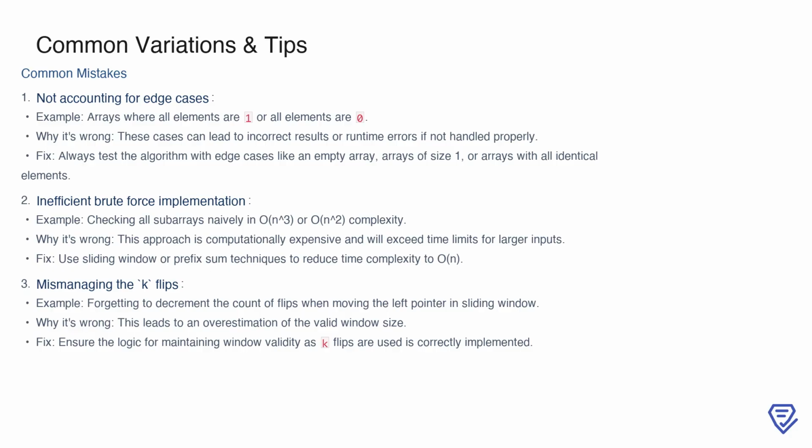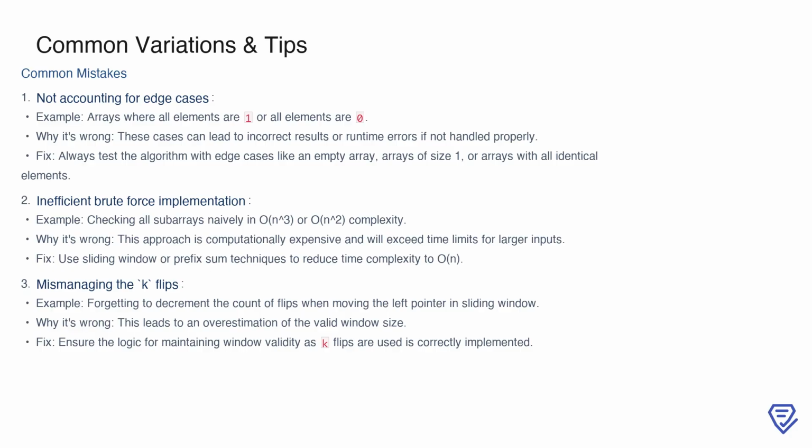To address this, always test your algorithm with edge cases, such as empty arrays, single-element arrays, or arrays with all identical values. Another mistake is relying on an inefficient brute force solution, like checking all possible subarrays with O(n³) or O(n²) complexity. These approaches are computationally expensive and often exceed time limits for larger inputs. Instead, optimize your solution with techniques like sliding window or prefix sums to achieve O(n) complexity.